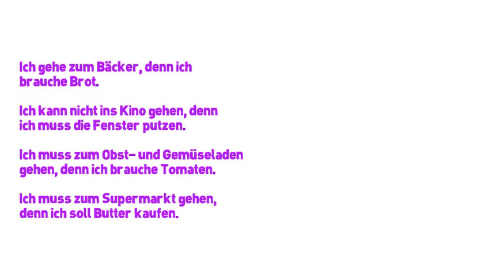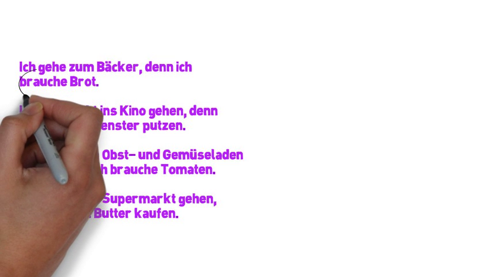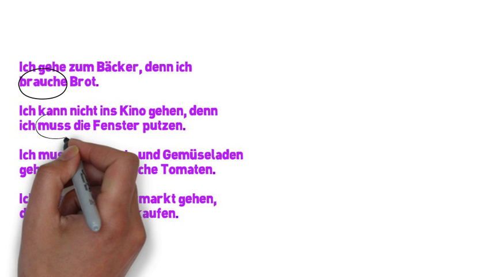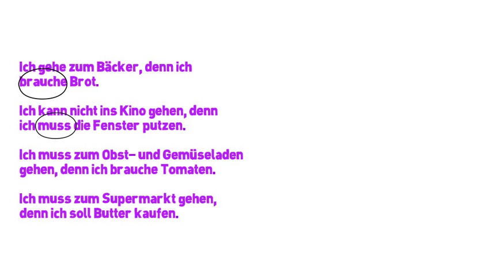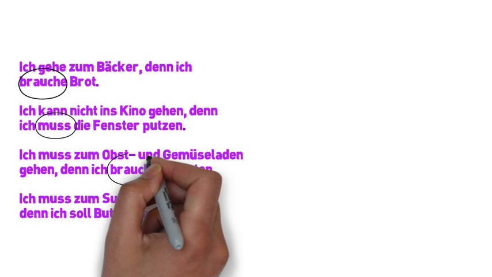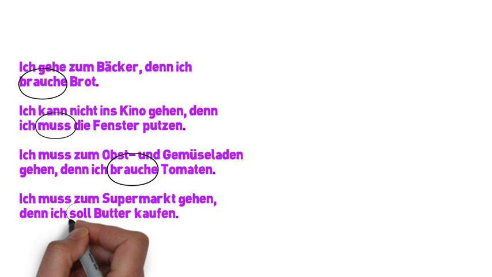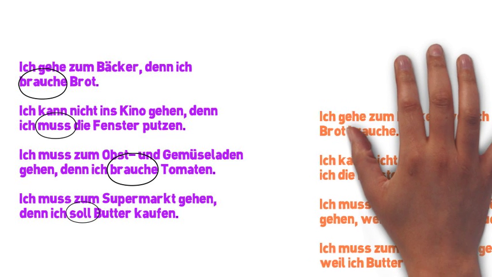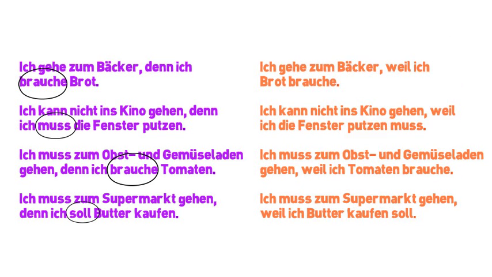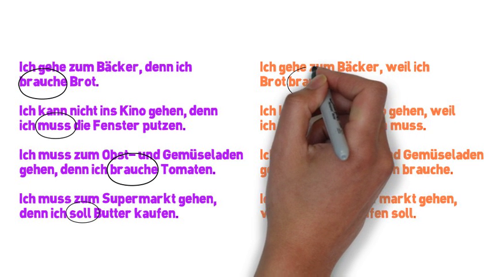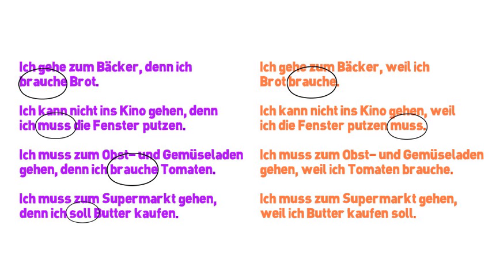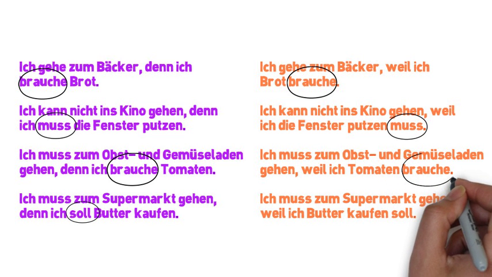Let's compare some more complicated sentences that use denn and weil. In each of these sentences with denn, notice that the conjugated verb is in the second position of its clause, as it should be. Now compare the same sentences, with the difference being that the sentences in orange here are using weil, not denn. Here the conjugated verb is exactly the same as in the first sentence, but this time it has shifted position to the end of its clause.